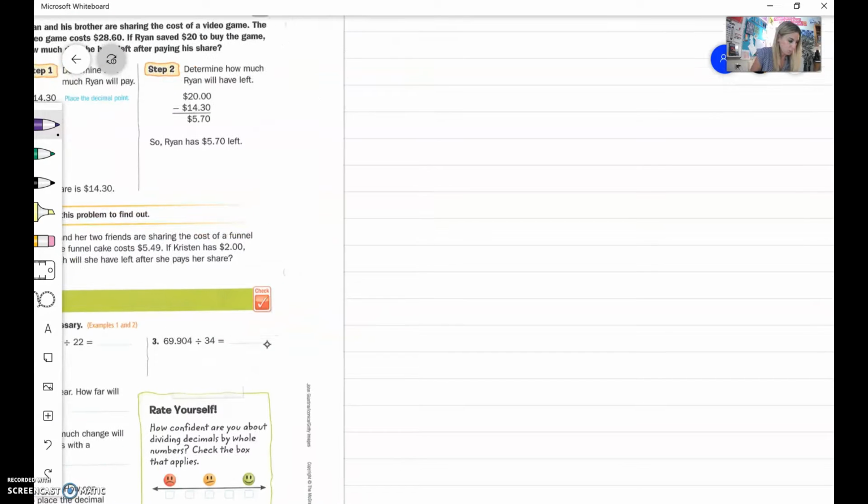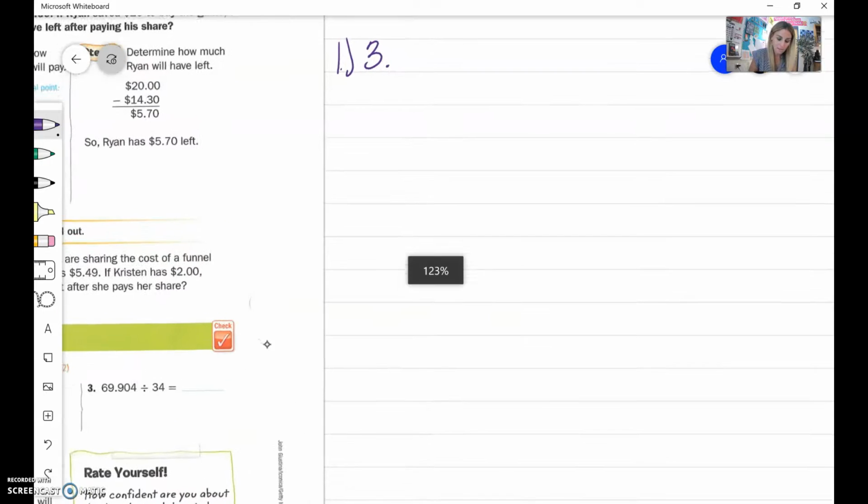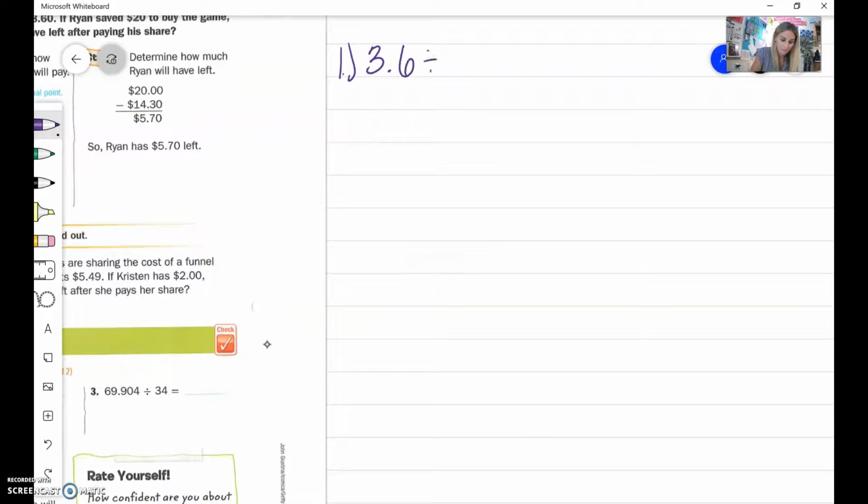So our first problem, problem number 1, is 3 and 6/10 divided by 4. So I'm going to actually rewrite that. So my dividend is here and my divisor is here. There we go. So first things first, move that decimal point up. If I have 3, can I make a group of 4? No. Okay, so I'm moving on.